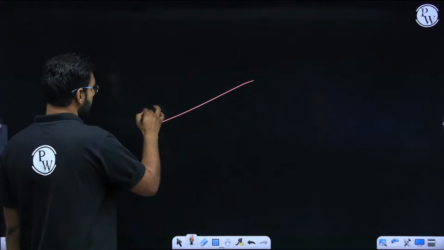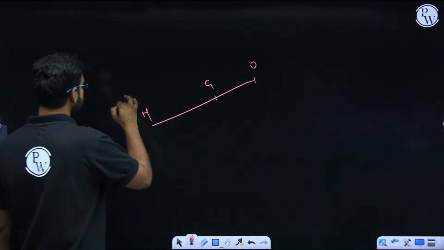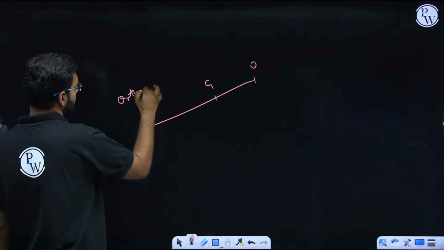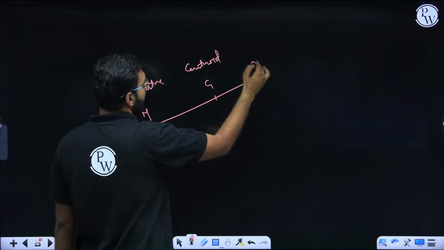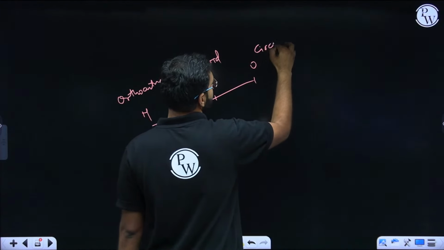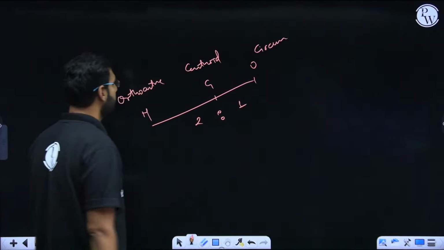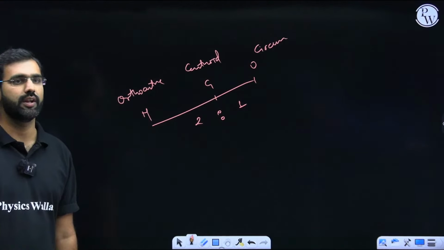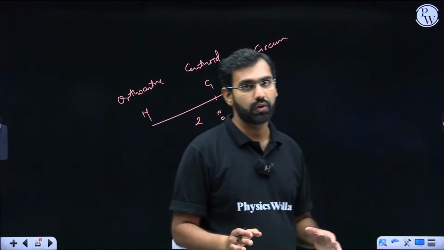If this is your H, this is G, and this is O. H means the orthocenter, G means the centroid, and O means the circumcenter. Then always remember the centroid divides the orthocenter and circumcenter into the ratio 2:1. That is a formula which you got to keep with yourself.